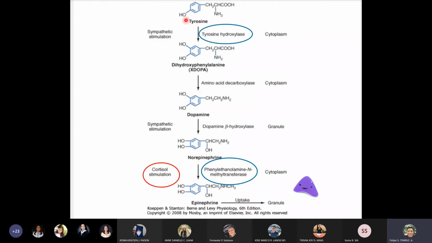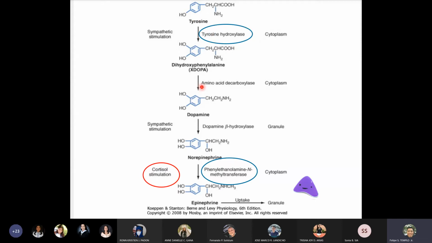So tyrosine is one of your essential amino acids, right? The tyrosine from anything you eat or produce in the body will be converted. The first step in the conversion to catecholamine, of course, is the stimuli. So there should be stresses, cold, hemorrhage, fear. The tyrosine in your body will be converted into dihydroxyphenylalanine through tyrosine hydroxylase. Take note, I encircled that: this is the rate limiting step in catecholamine biosynthesis.